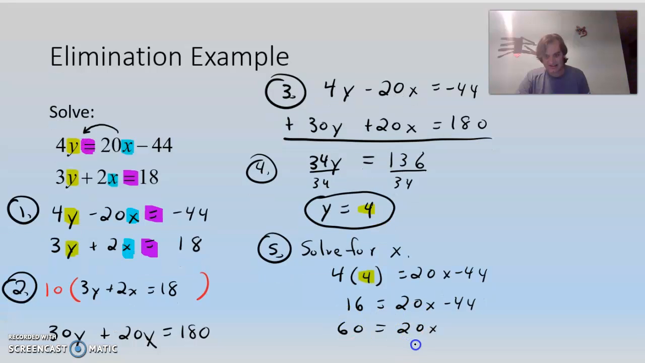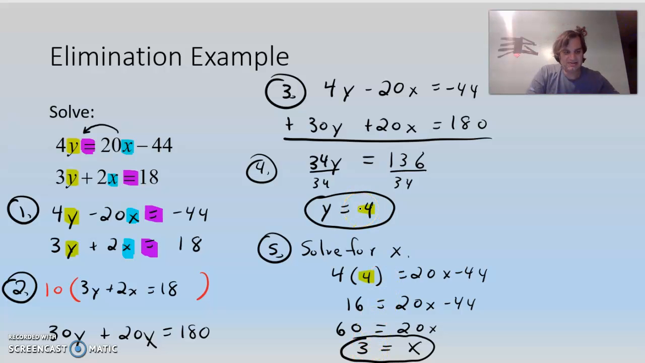We'll have 60 equals 20x, and then we divide both sides by 20. Let's see if we can clean it up a little bit. We'll have 60 equals 20x, and we divide both sides by 20. That'll be x equals 3. So the solution to this system is x equals 3, y equals 4.